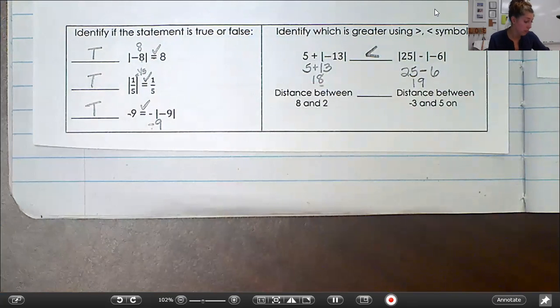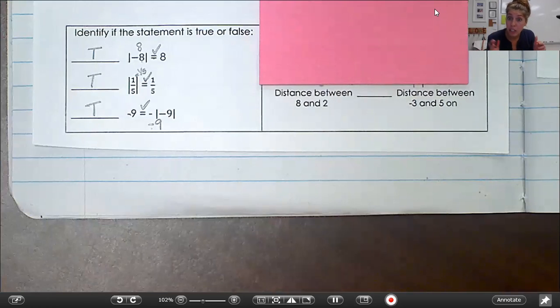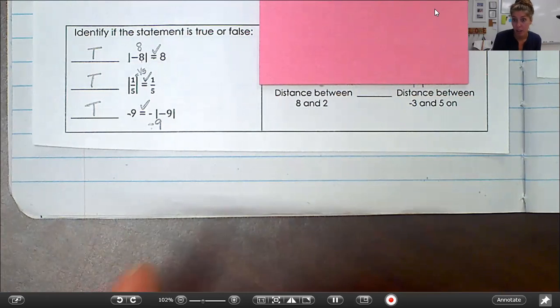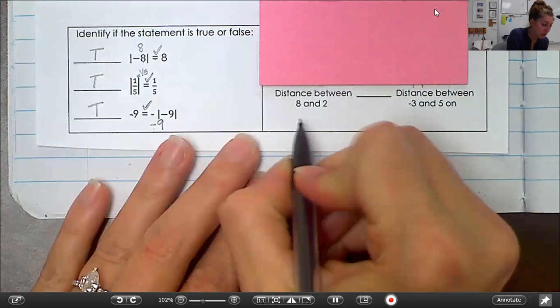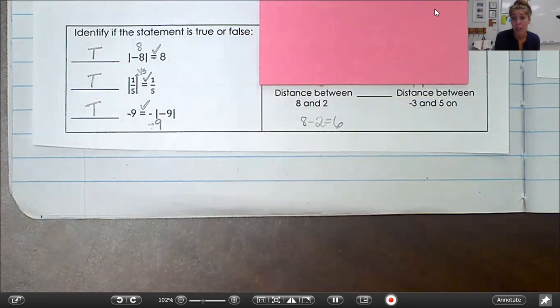Okay, last two situations, I guess. So the distance between 8 and 2. And you saw this on your homework last night. So I wanted to reiterate that really is absolute value. We're finding the distance between numbers because distance is always positive. So if I had a number line in front of me and went from +8 down to +2, that is really just a simple subtraction problem. It gives me 6, right? There are 6 units in between those.